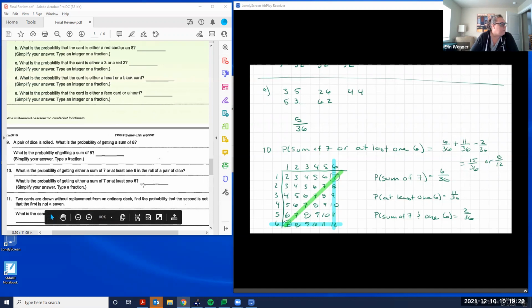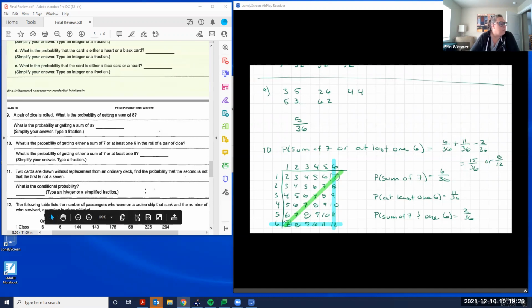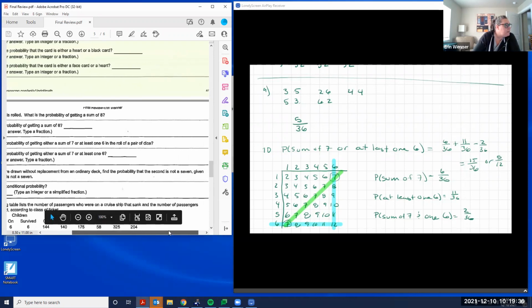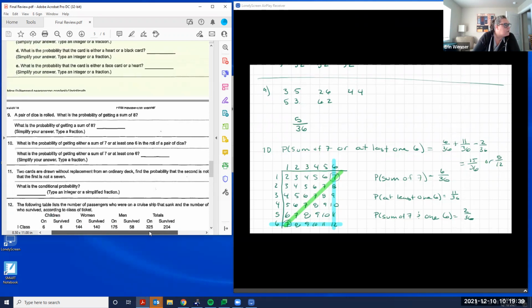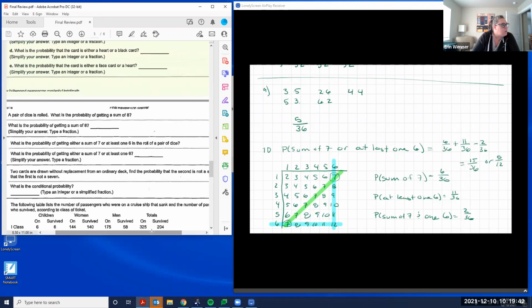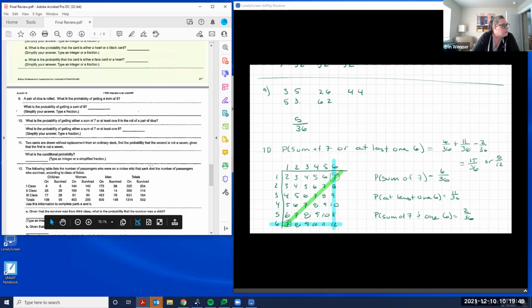Okay, so number 11, it says 2 cards are drawn without replacement from an ordinary deck. Find the probability that the second is not a 7, given that the first card is not a 7. So let me try to make it a little easier to read. Again, two cards are drawn without replacement from an ordinary deck. Find the probability that the second is not a 7, given that the first is not a 7. So I'm going to encourage you to draw a tree diagram for this, okay?